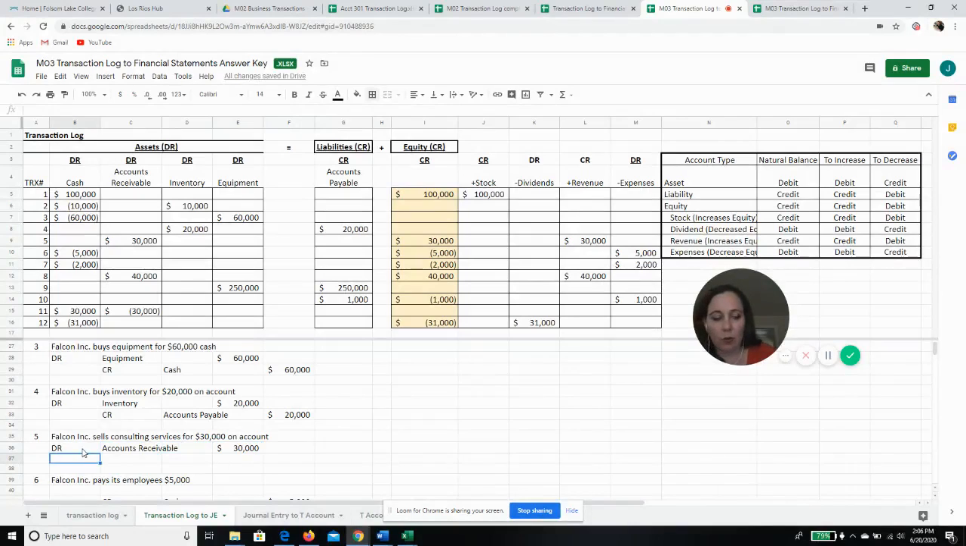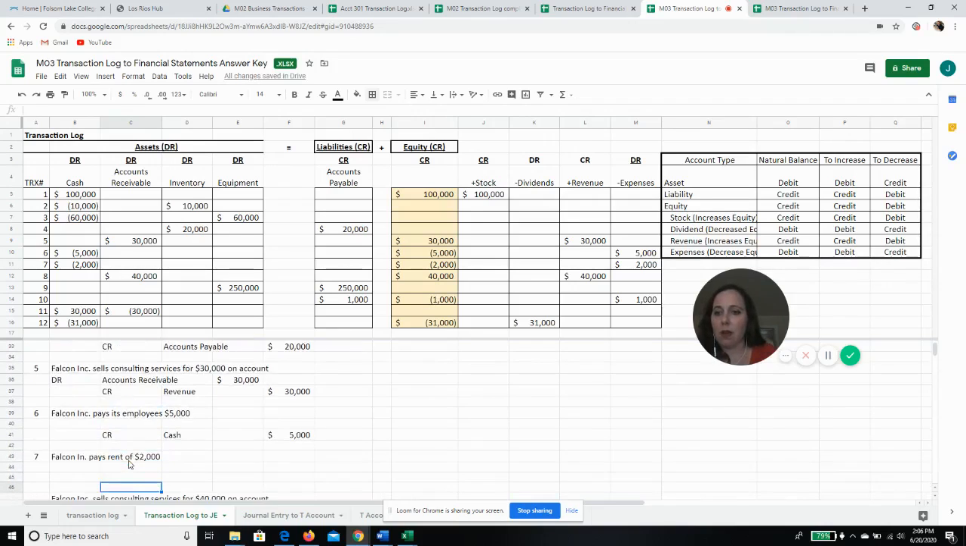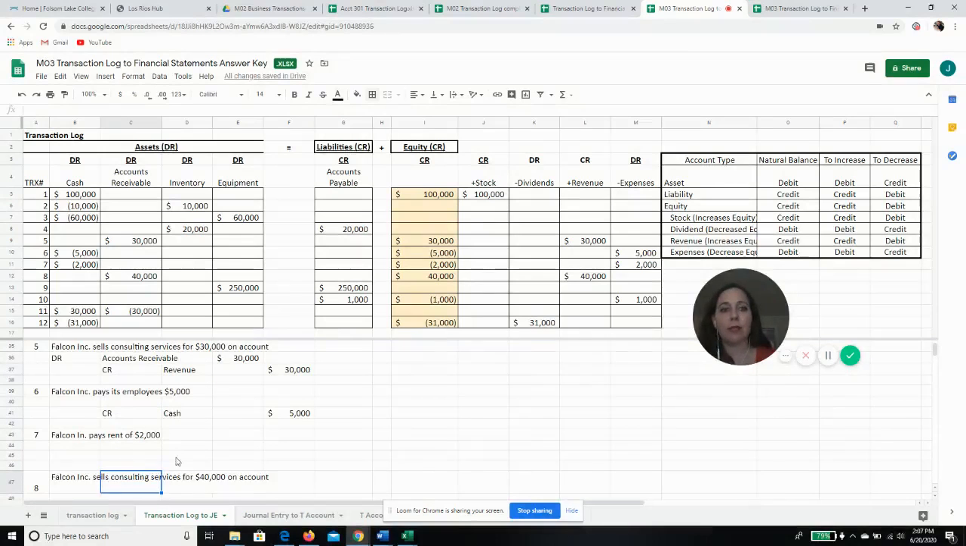And then I'm going to, I also increased revenue. And I look at my chart and I increase revenue with a credit. So I'm going to credit revenue for $30,000. And my debits equal my credits. So I am a superstar. And so are you. All right.